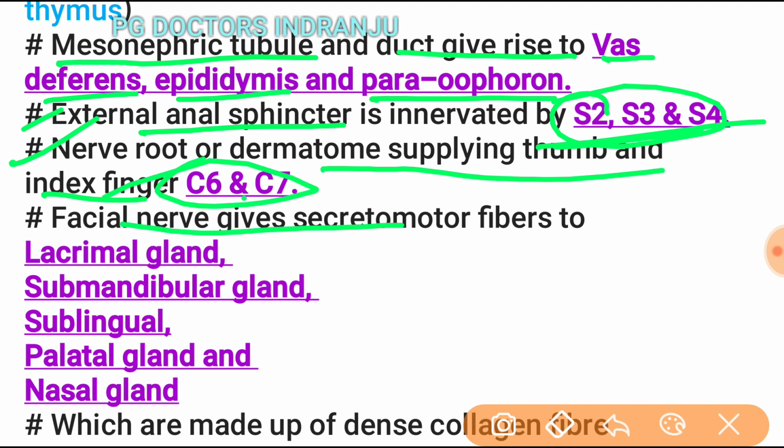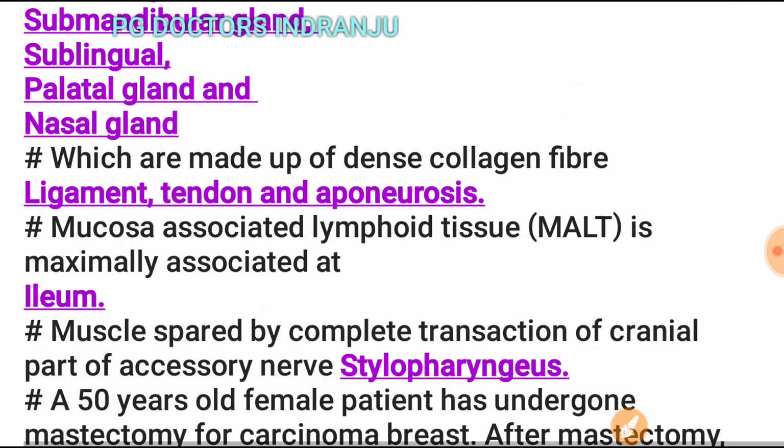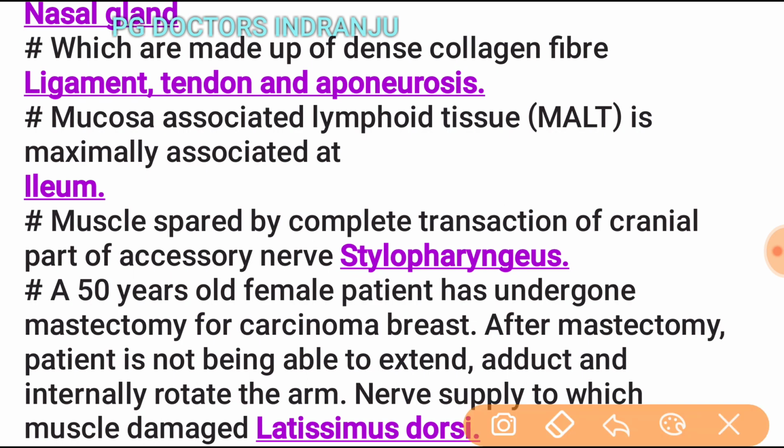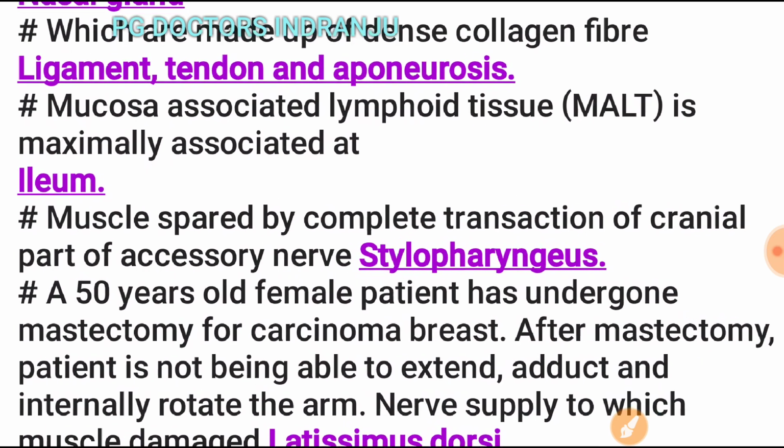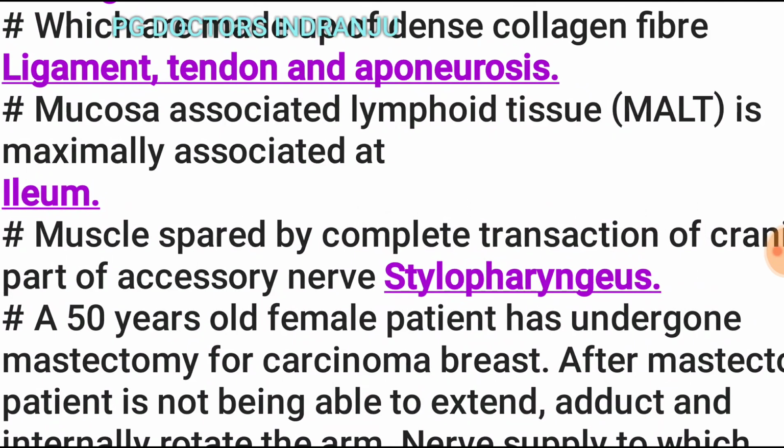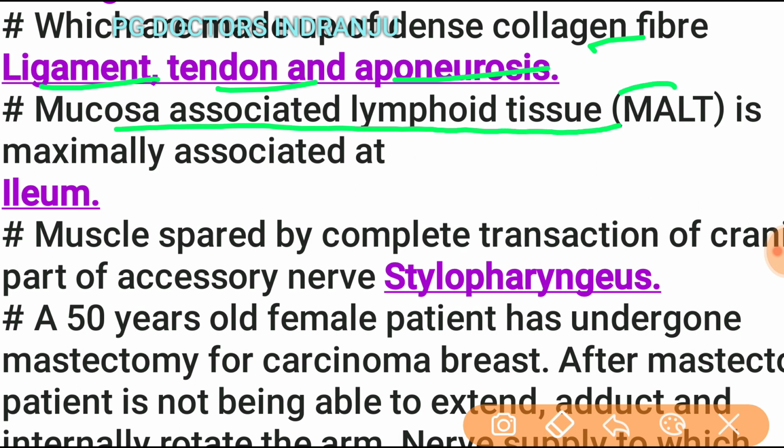The facial nerve gives rise to secretomotor fibers to the lacrimal gland, submandibular gland, sublingual gland, palatal gland and the nasal gland. Structures made up of dense collagen fiber are the ligament, tendon and aponeurosis. Mucosa associated lymphoid tissue, known as MALT, is maximally associated with the ileum.